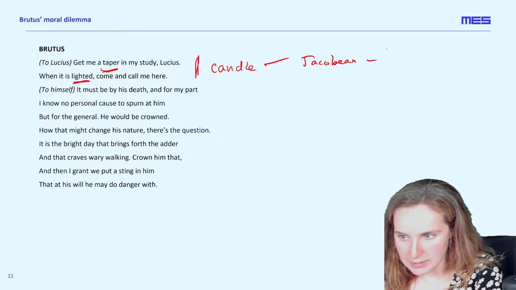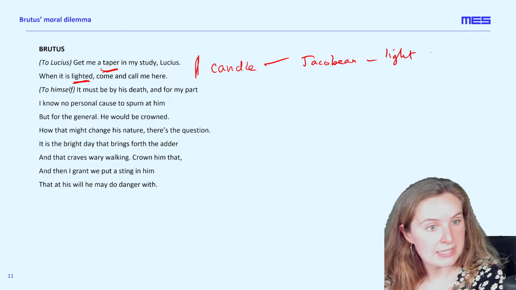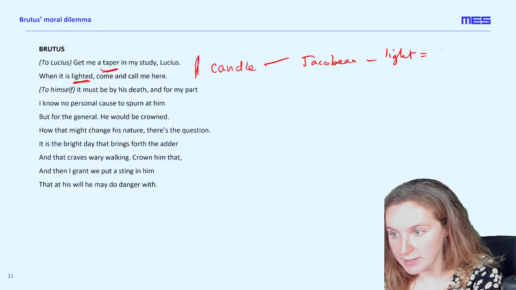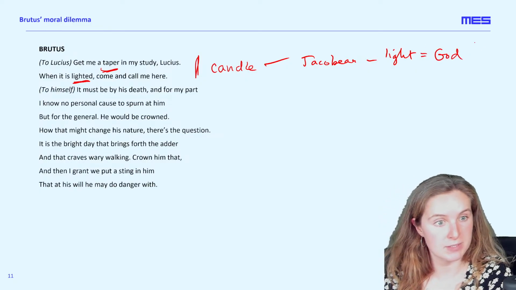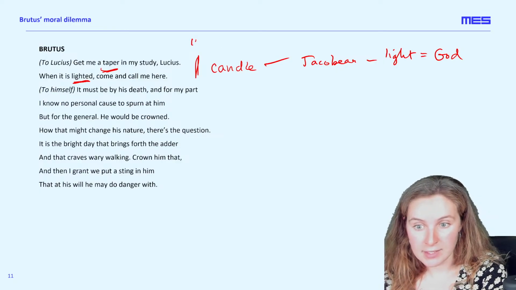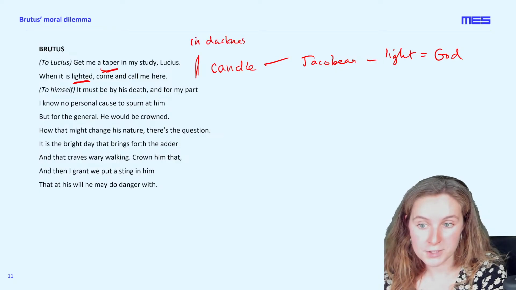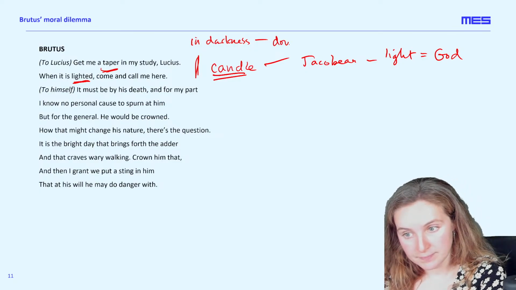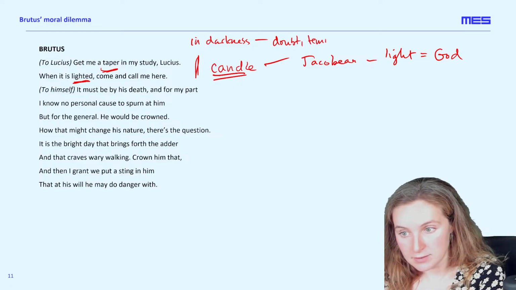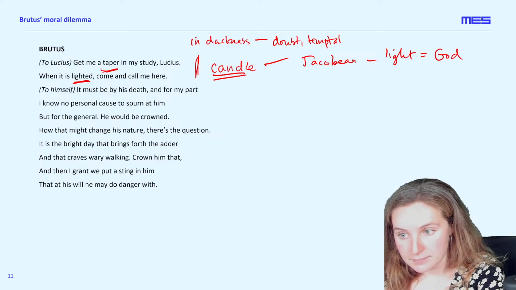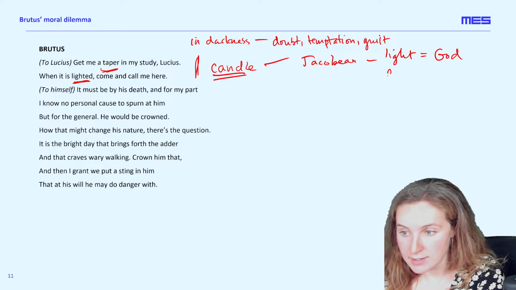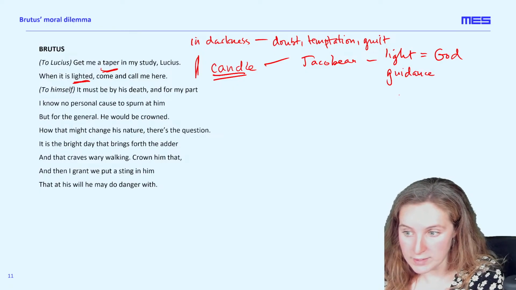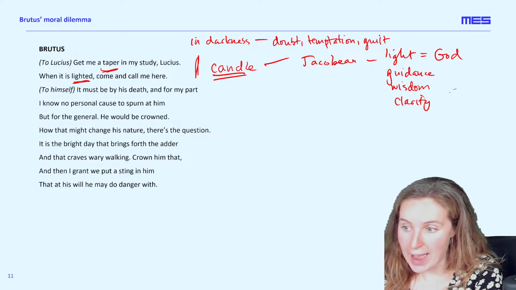Candle, light. God is light in the Jacobean era and the devil is darkness. So we have that juxtaposition immediately of Brutus in darkness, wanting and asking for a candle, wanting and asking for light. So darkness then is doubt, is temptation, is guilt, is uncertainty. And the light is guidance. The light is wisdom. The light is clarity. The light is God and goodness.